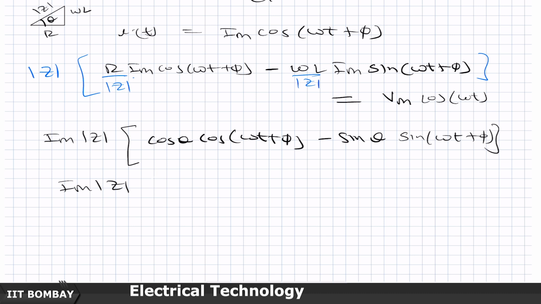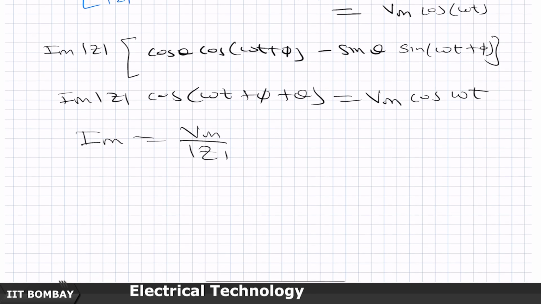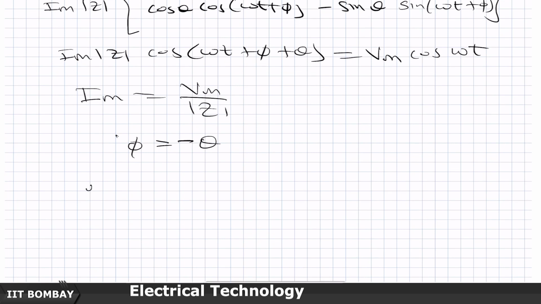Therefore, cos of omega t plus phi plus theta should be equal to Vm cos of omega t, the applied voltage to this circuit. So clearly Im is going to be equal to Vm by mod Z, and phi will be equal to minus theta, and the current response is going to be Vm by mod Z cos of omega t minus theta.